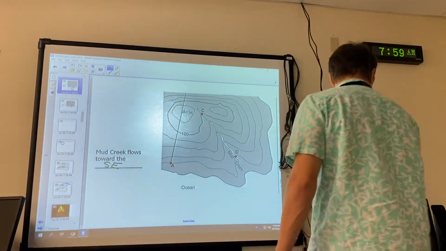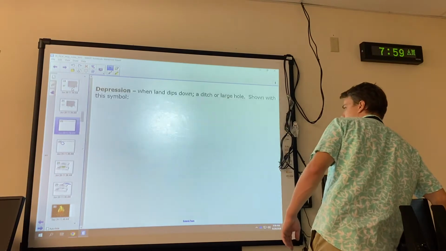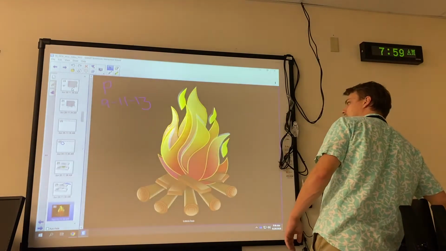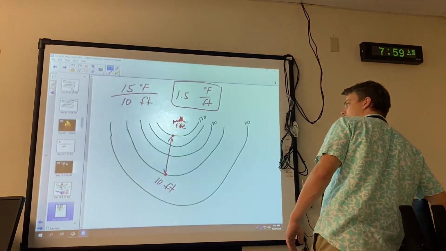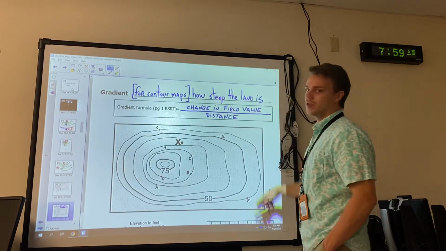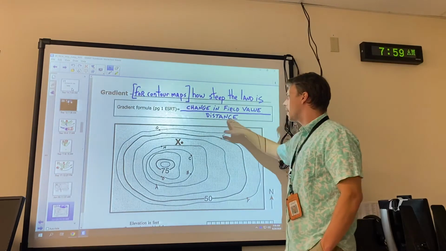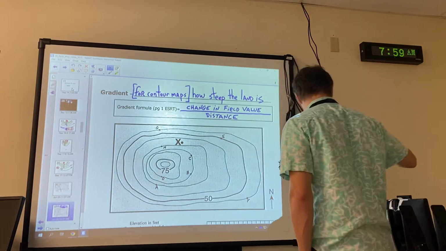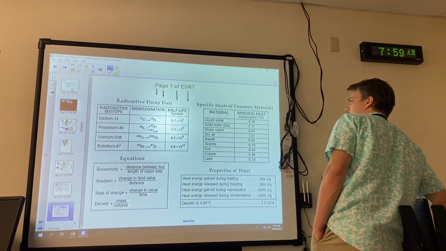Okay. So let's try an actual gradient question. Just to review gradient again: gradient is the change in field value, in this case elevation, divided by the distance between the two locations. Let's get into a good practice problem with that.